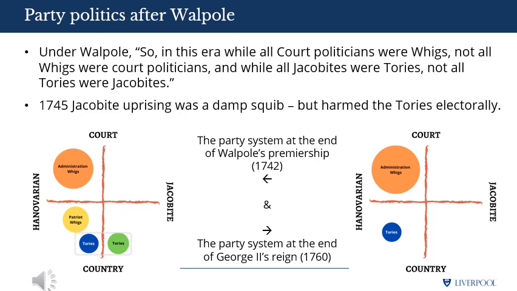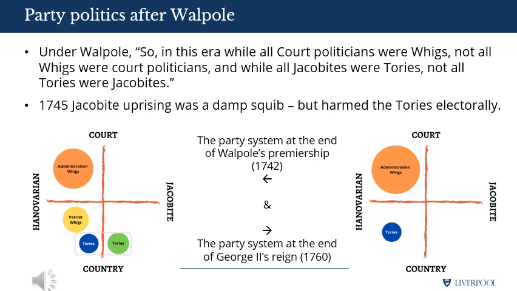So, in this era, while all court politicians were Whigs, not all Whigs were court politicians, and while all Jacobites were Tories, not all Tories were Jacobites. I've made these, well, I think they're fun, graphics that help contextualise this.